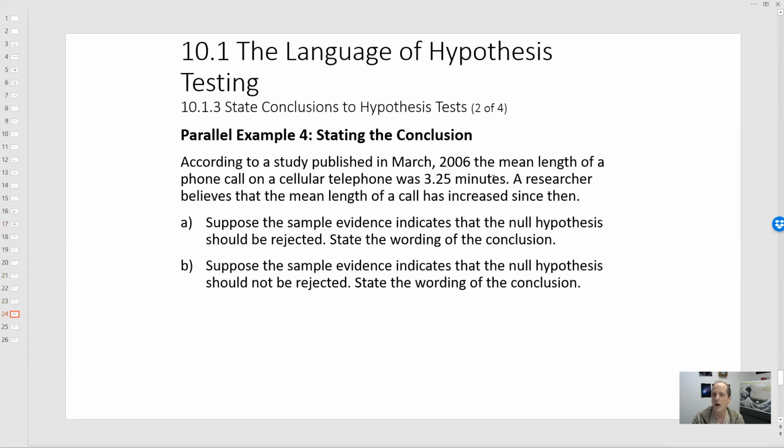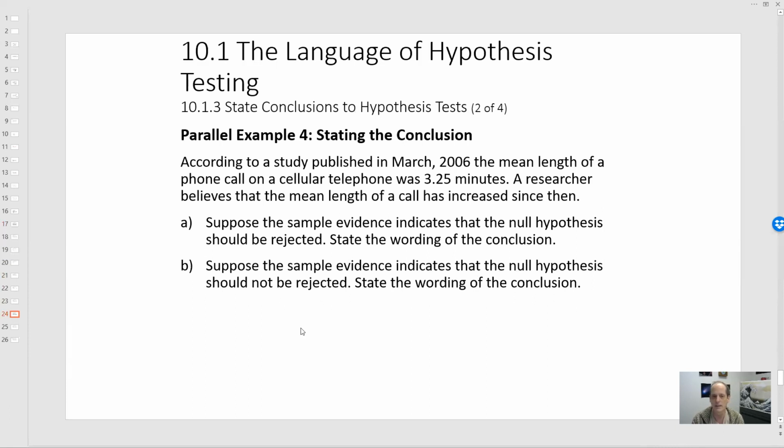So we want to learn how to word this if we've done our testing and these are the results that occurred. According to a study, the mean length of a phone call on a cellular phone was 3.25 minutes. A researcher believes the mean length of the call has increased since then. Suppose the sample evidence indicated that the null hypothesis should be rejected. How are we going to word that? And for part B, let's go the other way around. Suppose the sample evidence indicated that the null hypothesis should not be rejected. How are we going to word that?